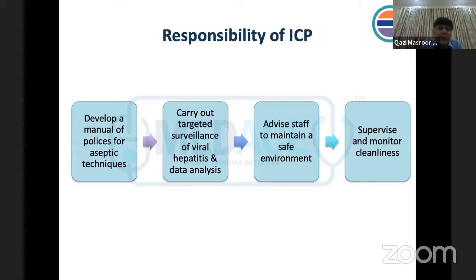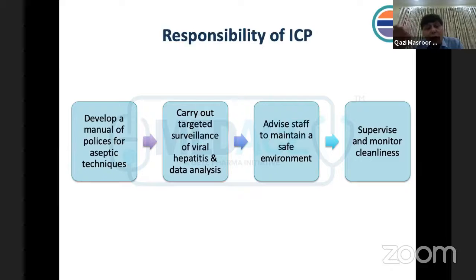And now if we talk about the responsibilities of the infection control program, it is the development of a manual of policies for aseptic techniques, taking into account the WHO and national policies. Then we should have targeted surveillance of viral hepatitis. Then we'll have data, and we'll be analyzing the data. Then we should be advising the staff to maintain a safe environment.